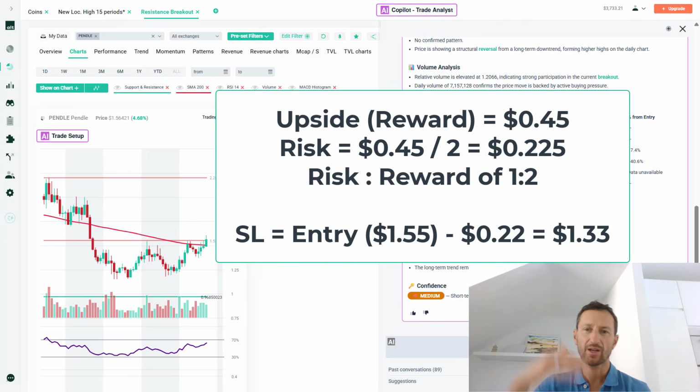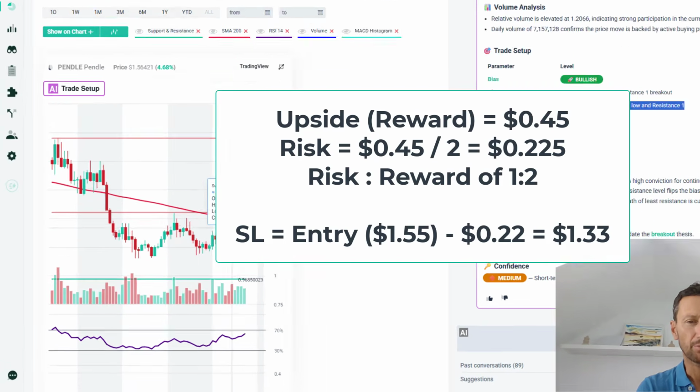That means if my upside is 45 cents, then I don't want my downside to be more than half of that. So half of 45 cents is about, call it 22 cents. So 22 cents, that would be 155 minus 22 cents is 133.